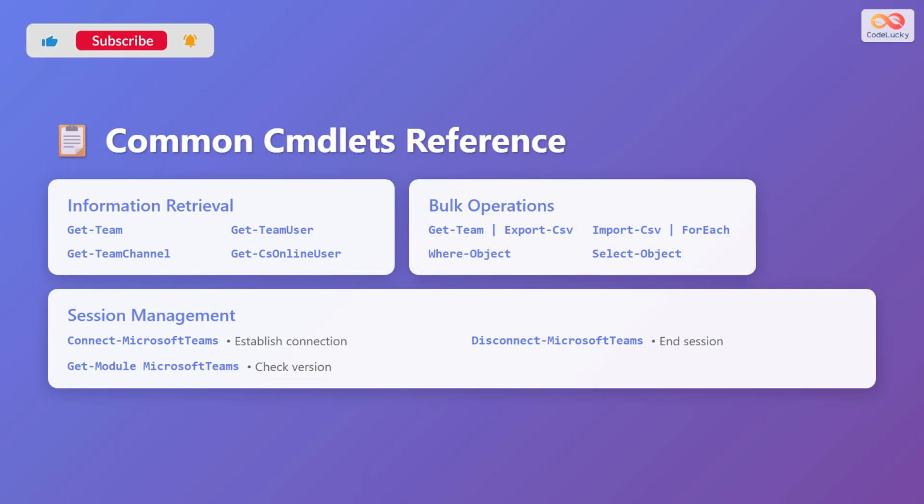For session management, remember these key cmdlets. Connect-MicrosoftTeams establishes your connection, Disconnect-MicrosoftTeams ends your session, and Get-Module MicrosoftTeams checks which version of the module you have installed. These cmdlets form the foundation of your Teams PowerShell toolkit.